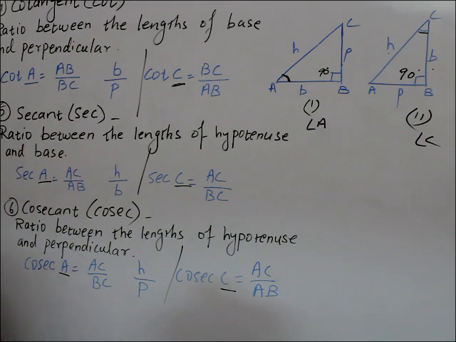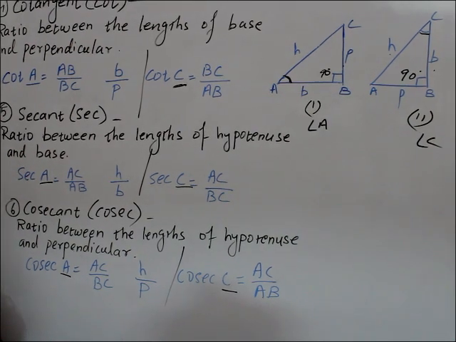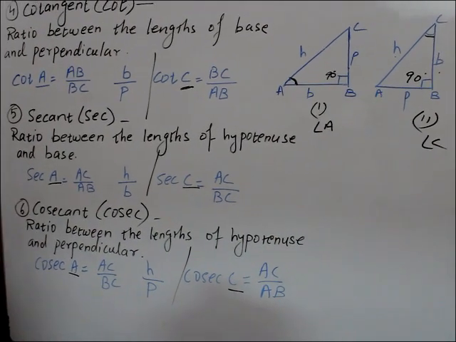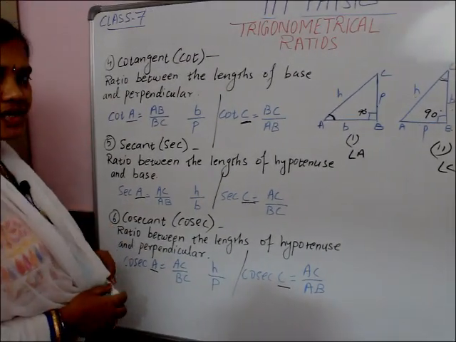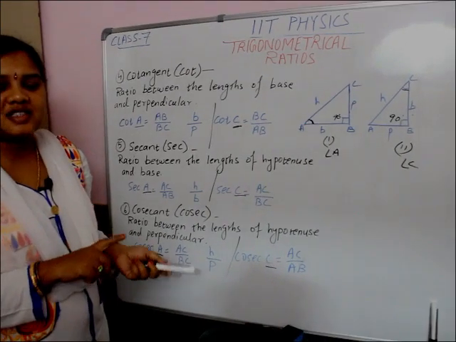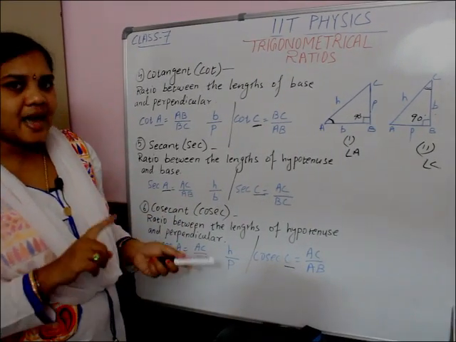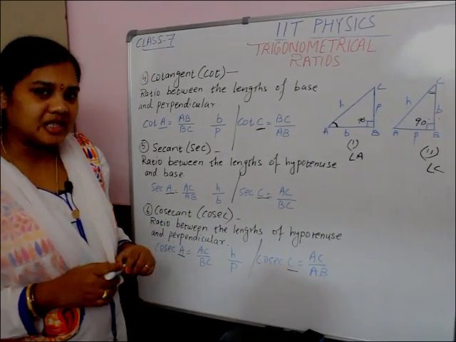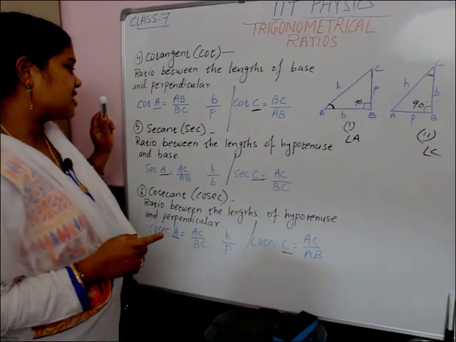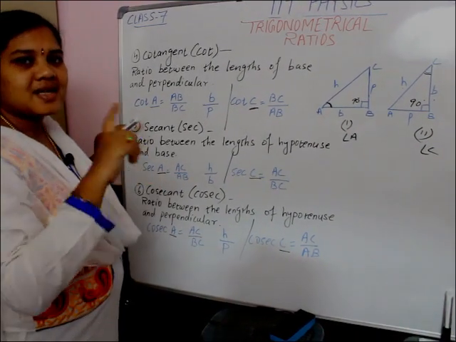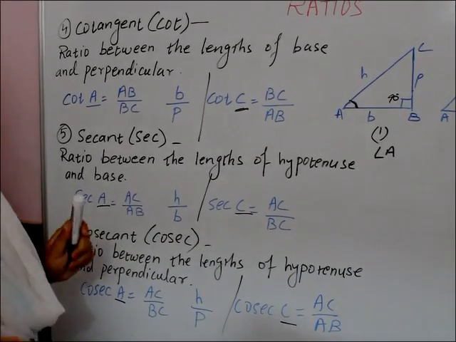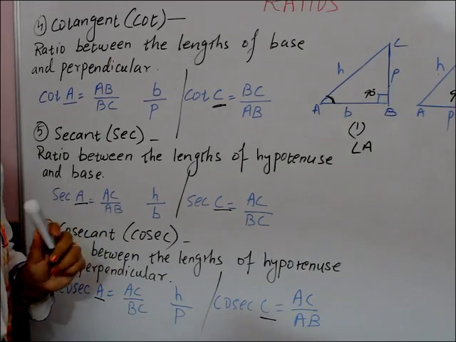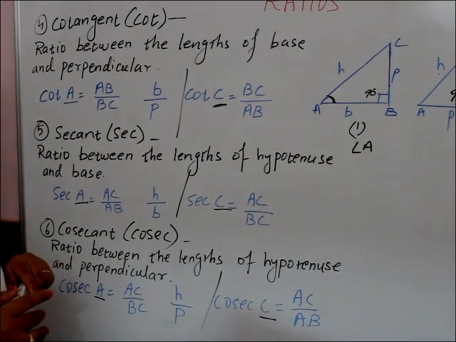Today we learned trigonometrical ratios: sine, cos, tan, cot, sec and cosec. Sine and cosec are reciprocal of each other. Cos and sec are reciprocal of each other. Tan and cot are reciprocal of each other.